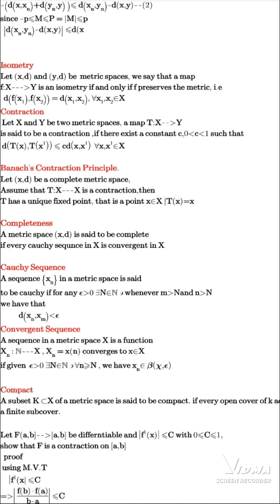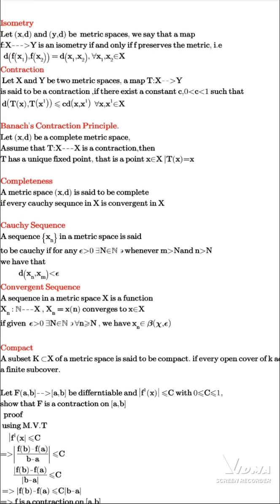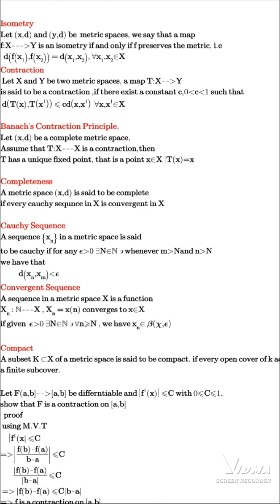So isometry. When we talk about isometry, we have (X, d) and (Y, d) to be two metric spaces. A map f from X to Y is called an isometry if and only if f preserves the metric, that is, the distance of f(x1), f(x2) is equal to the distance of x1, x2 for every x1, x2 in X.